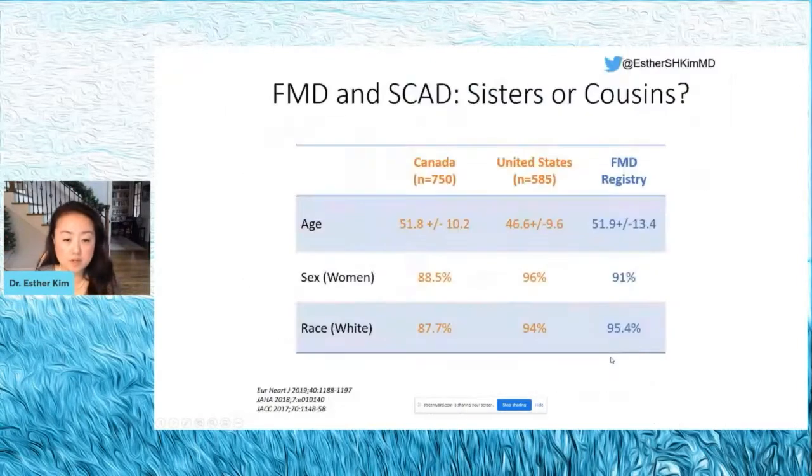And so how do we break this down further into raw data? Again, the registries here, I show the large one from Canada and the large one from the United States. We see that if we add the FMD registry in here, the age is very similar, the sex is very similar, and the race is very similar.